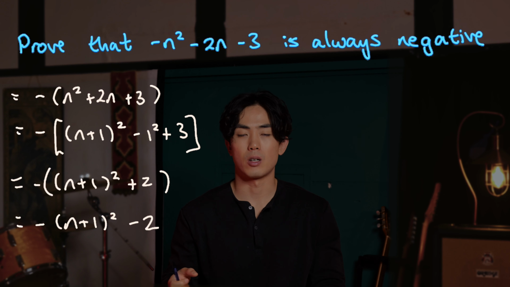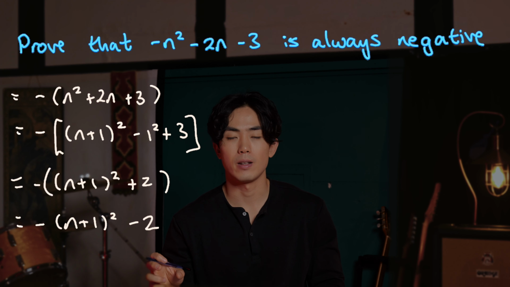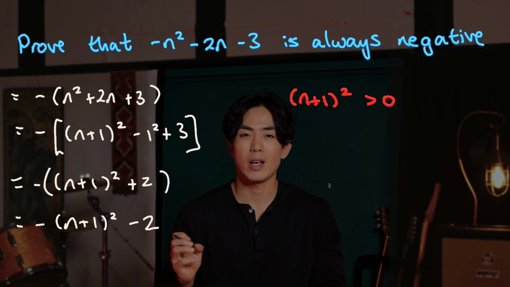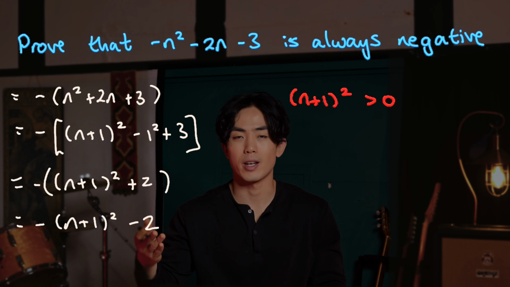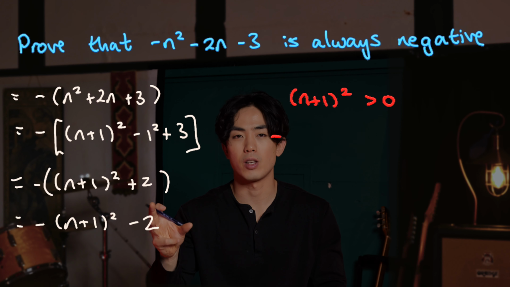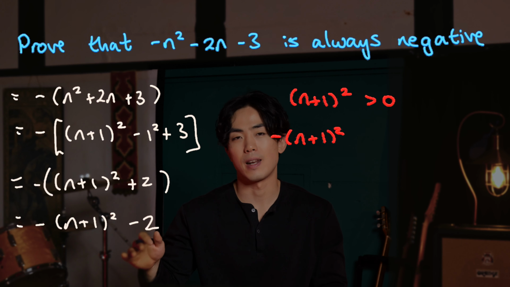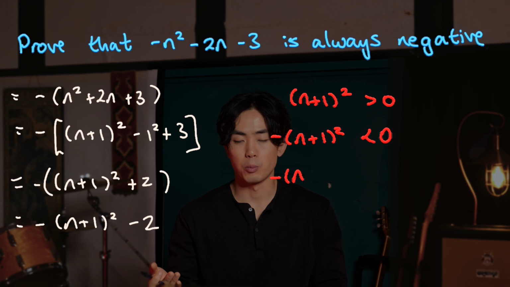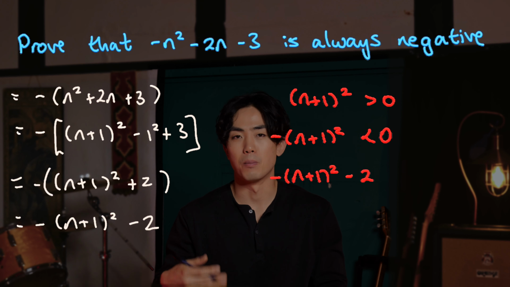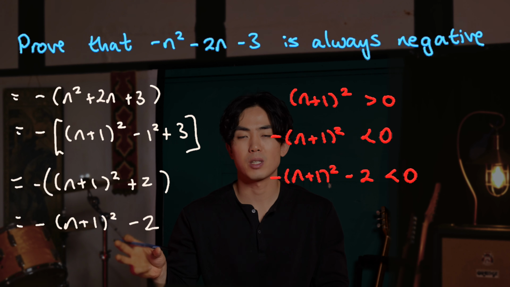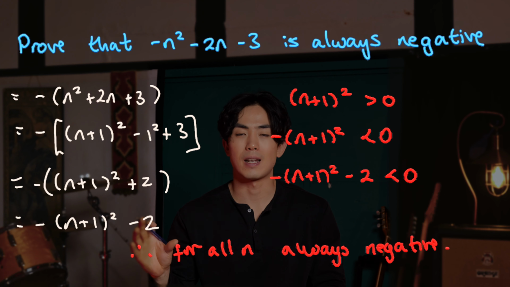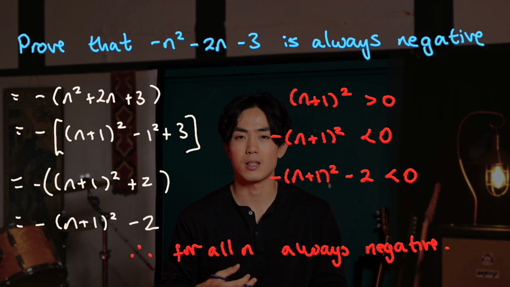The reason being is because for any n value I put in, it's going to be n plus 1 all squared. So if I put in a negative value, because of the fact I'm squaring it, it's always going to be a positive value. However, we have this negative sign in front of it, which will now turn it into a negative value. Furthermore, we have this minus 2 as well, which will further make it more negative. So you can see that this term is going to be negative, and this minus 2 is going to make it more negative. So for any n value, we can say that this whole expression is always going to be negative.